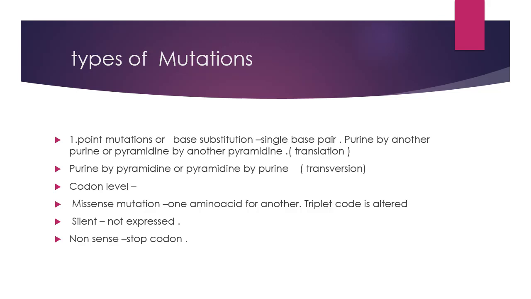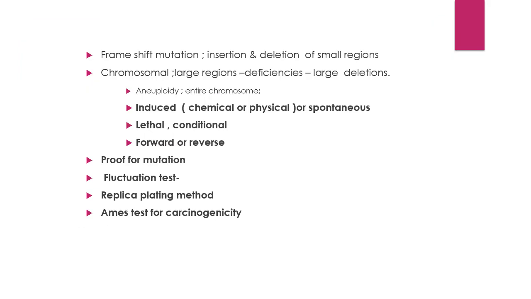So point mutations or base substitution: a single base pair, either a purine replaced by another purine or a pyrimidine by another pyrimidine, that is known as transition. Then a purine replaced by a pyrimidine or vice versa, at codon level, that is missense mutation. One amino acid for another, or the triplet code is altered. Another one is silent mutation, which is not expressed, and nonsense mutation, which is a stop codon.